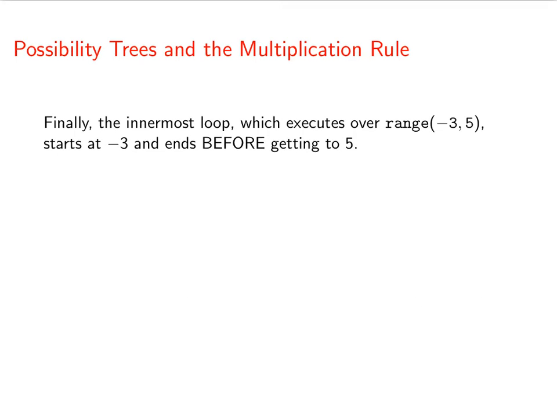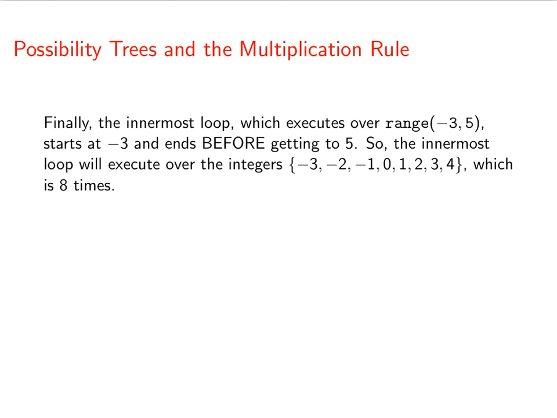All right, now the innermost loop, that executes over range -3 to 5. That starts at -3 and ends before getting to 5. So that means that innermost loop executes over the range from -3 up to 4. That's 8 times.